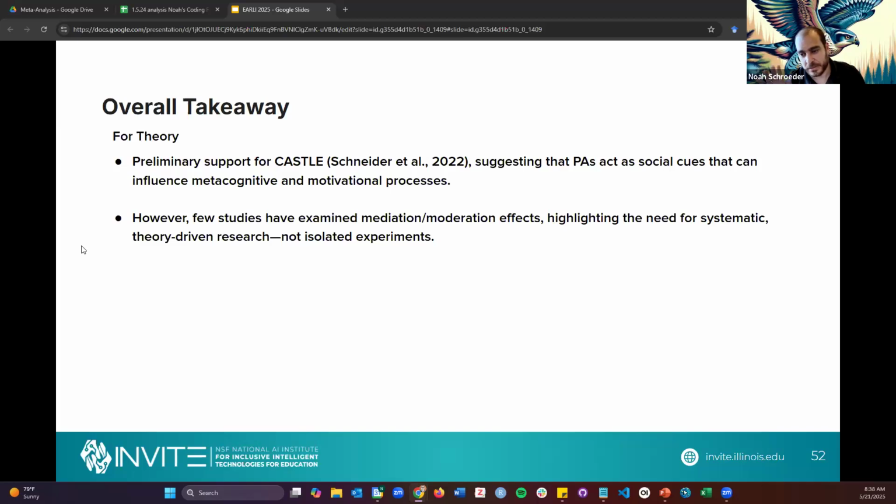But few studies examine mediation, few studies examine moderation. So we really need systematic theory-driven research, not isolated experiments. One of the challenges in the field of pedagogical agents is there's very few people who have been working in it consistently and doing systematic lines of research. A lot of the work that we see with agents is people come in, they do 1 or 2 studies. Generally speaking, in the agent world, we find non-significant results, and then people leave and go on to research other things that they find significant results are more interesting, et cetera. So we really need systematic lines of research here.